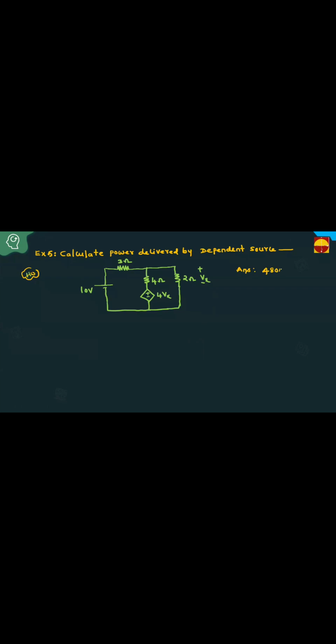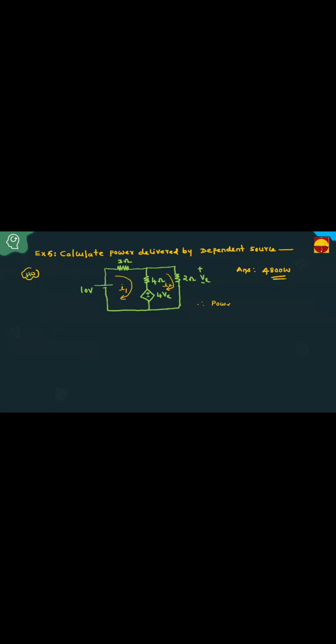4,800 watts. The power delivered by the dependent source you can get is 4,800 watts. That means if you have to calculate the power delivered by a dependent source, you need to know the current through the dependent source. For example, let this current be I1 and this current be I2. Once you know I1 and I2, what is the power delivered by the dependent source?